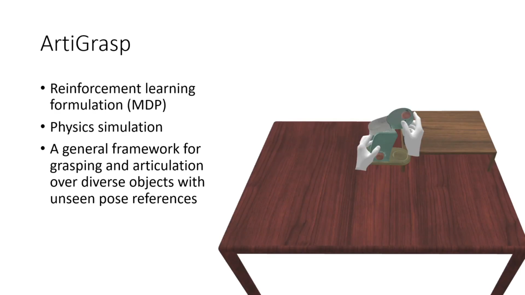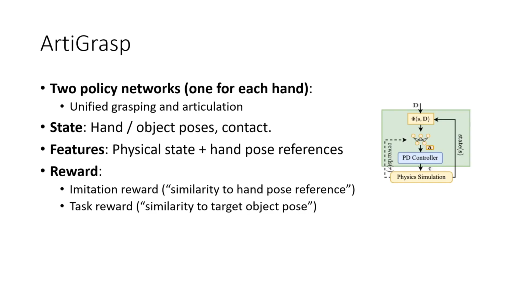We now present our method ArtiGrasp. We formulate the task as a reinforcement learning problem and use a physics simulation. We propose a general framework which can handle the grasping and articulation of many different objects with unseen pose references. We train a unified policy for each hand which can handle both grasping and articulation. The state of an agent consists of the poses of the hand and object, as well as contact information.